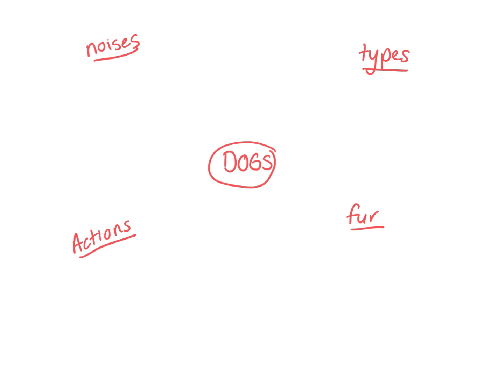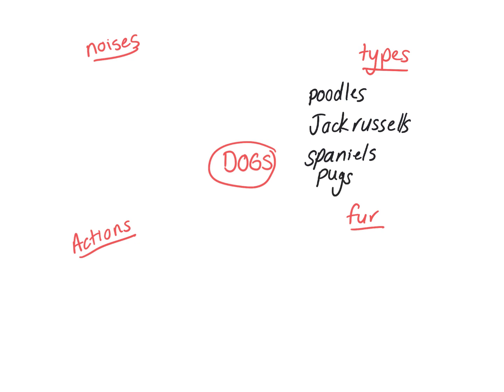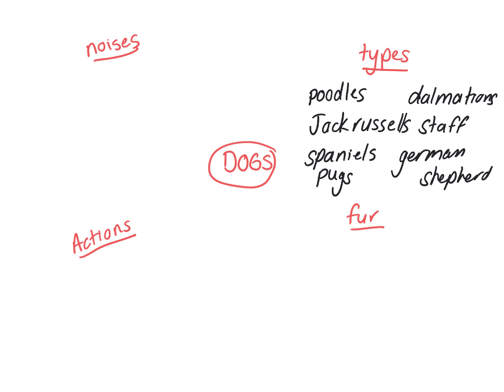So once I've come up with my main ideas, I then break that down further and write everything that pops into my mind when I think of those subheadings. So I know that there are poodles. I know that there are Jack Russells. I know that there are spaniels. I know that there are pugs, Dalmatians, Staffy, German Shepherd, Bulldogs. And I might come back to that as I think about more.